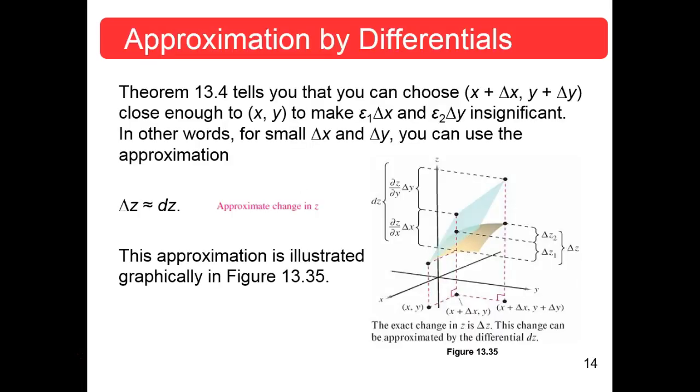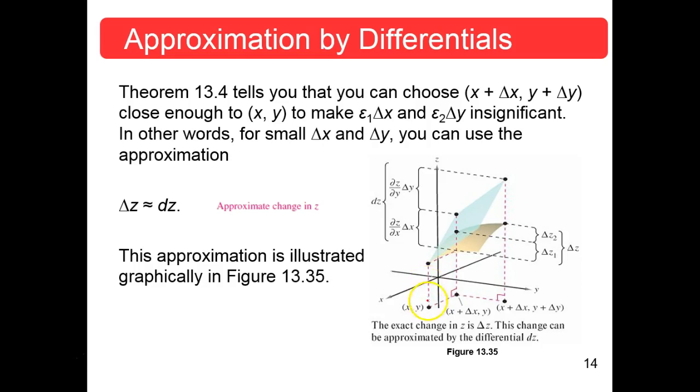In other words, for small delta x's and delta y's, you can use the approximation delta z is approximately equal to dz. The actual change of z will be approximately equal to your dz. Now, here is the graphic for that, and it's okay, but it does seem to be a little unusual. Let me see if we can fill in the gaps a little bit here.